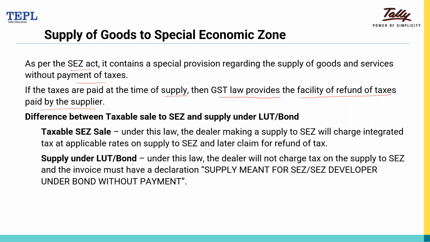And if it is supply under LUT bond, letter of undertaking, then there is no need to charge any tax on the supply. Under this law, the dealer will not charge tax on the supply to SEZ, and the invoice must have the declaration: supply meant for SEZ developers under bond without payment of tax. Here it is without payment of IGST. If tax is applicable, then IGST will be calculated. Okay, clear? Any doubt?